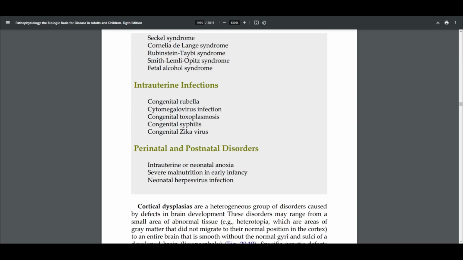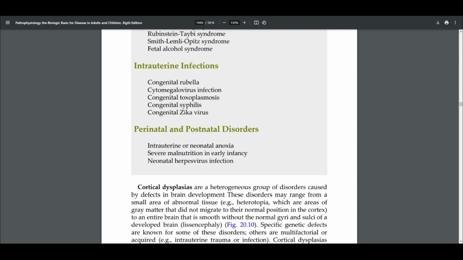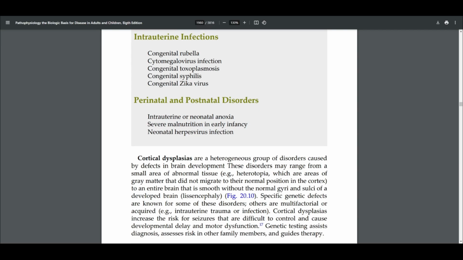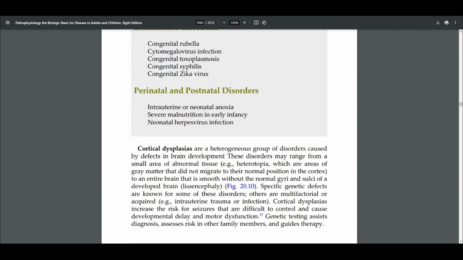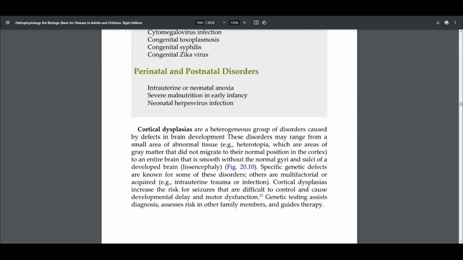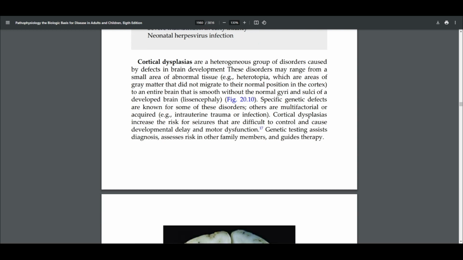Cortical dysplasias are a heterogeneous group of disorders caused by defects in brain development. These disorders may range from a small area of abnormal tissue to an entire brain that is smooth without the normal gyri or sulci of a developed brain. Specific genetic defects are known for some of these disorders. Others are multifactorial or acquired. Cortical dysplasias increase the risk for seizures that are difficult to control and cause developmental delay and motor dysfunction. Genetic testing assists diagnosis, assesses risk in other family members, and guides therapy.